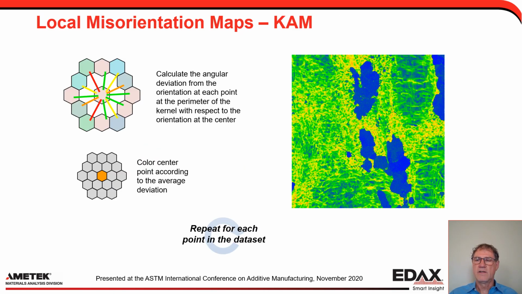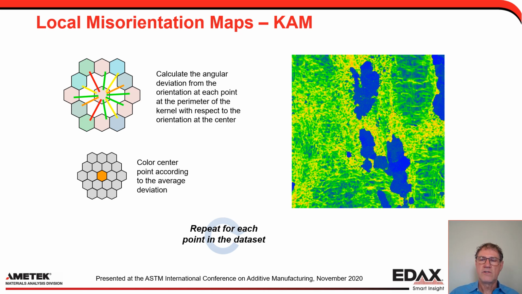So we have different ways of looking at this data and characterizing it into images to help us better understand our microstructure. One is the so-called KAM, the kernel average misorientation map. And what we're going to do is take our data, which is collected on a hexagonal grid, and we're going to take the misorientation between a point and its neighbors, or maybe second nearest neighbors. That is up to the user to define.